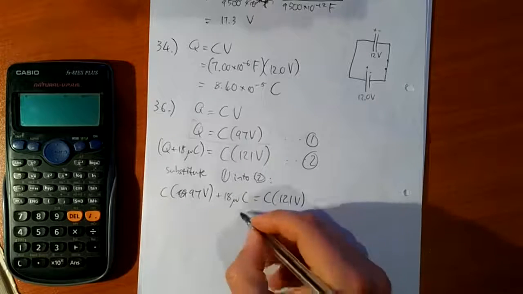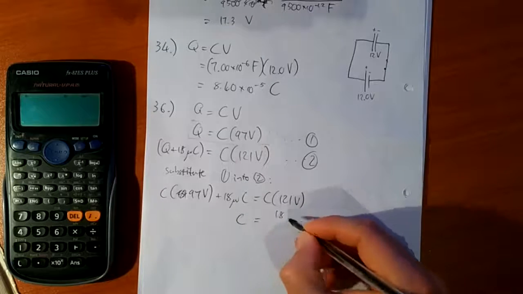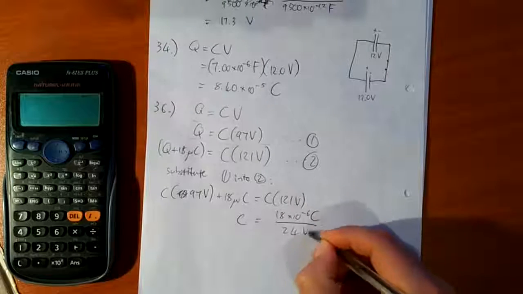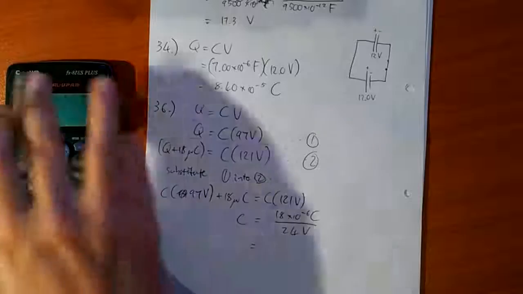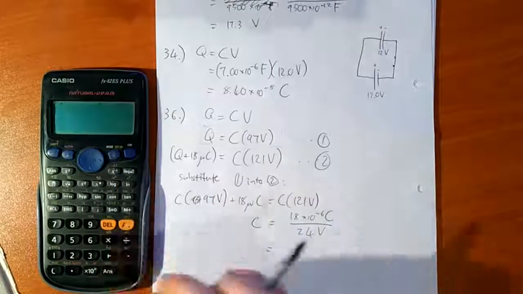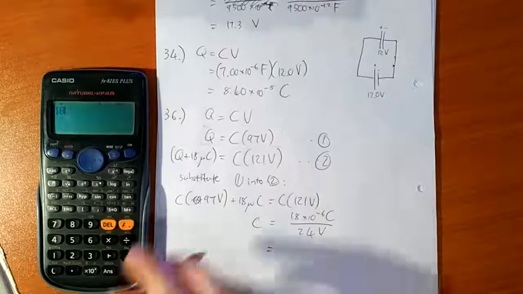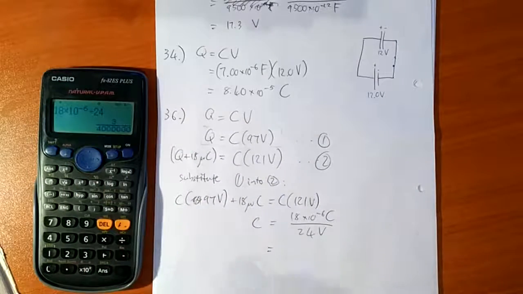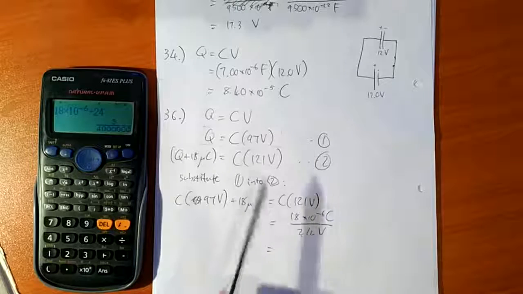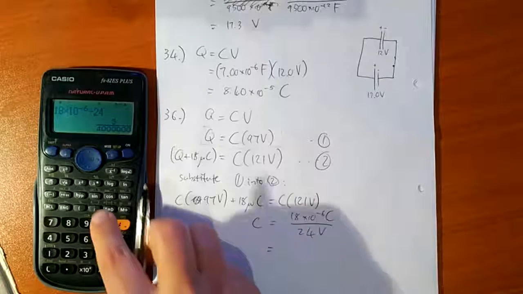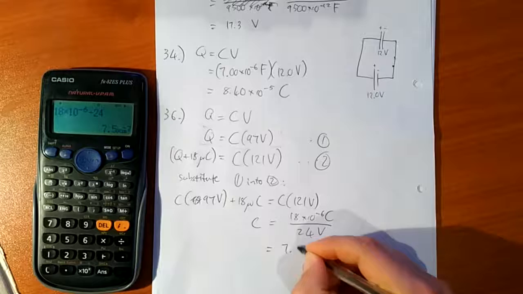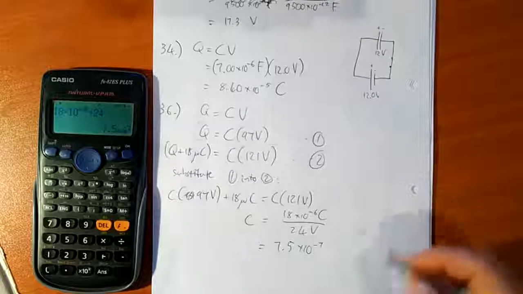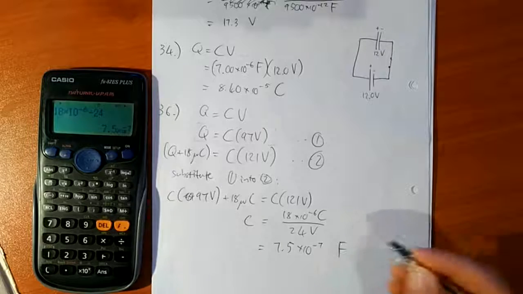So then C is going to be 18 microcoulombs divided by 24 volts. Okay, and now let's calculate that. 18 divided by 24. Good. How many significant figures am I going to provide here? Yeah, 2 probably. So 7.5 times 10 to the minus 7, and what are its units? It is farads. Okay.